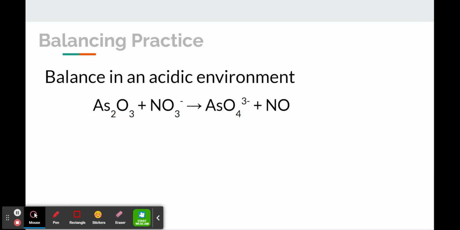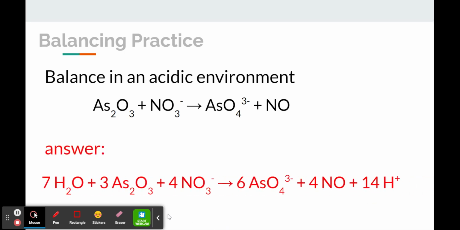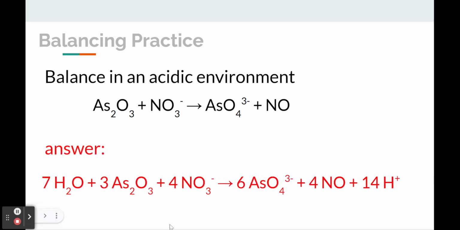Okay, let's do some balancing practice. This is your opportunity to practice. So just stop the video, follow the steps, balance this in an acidic environment, and I will give you the answer here. You can just check and see if you're doing it right. Okay, there is your answer. If you didn't get that, go back and try and find out what you might have done wrong.